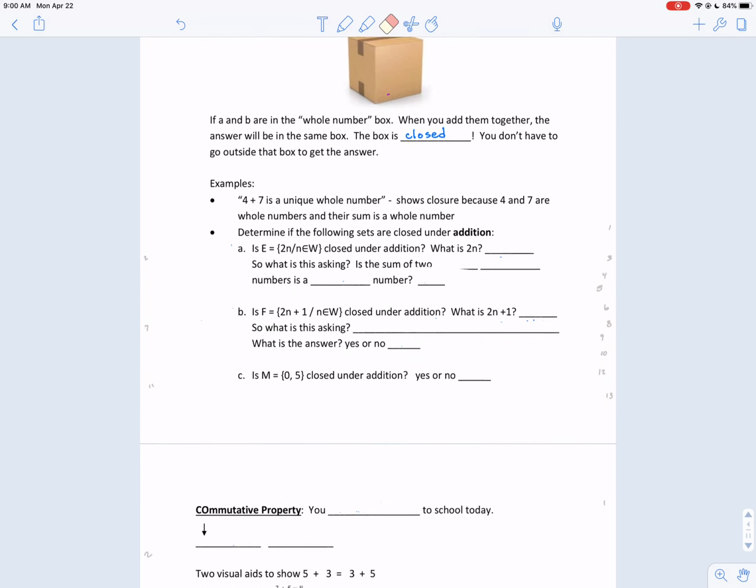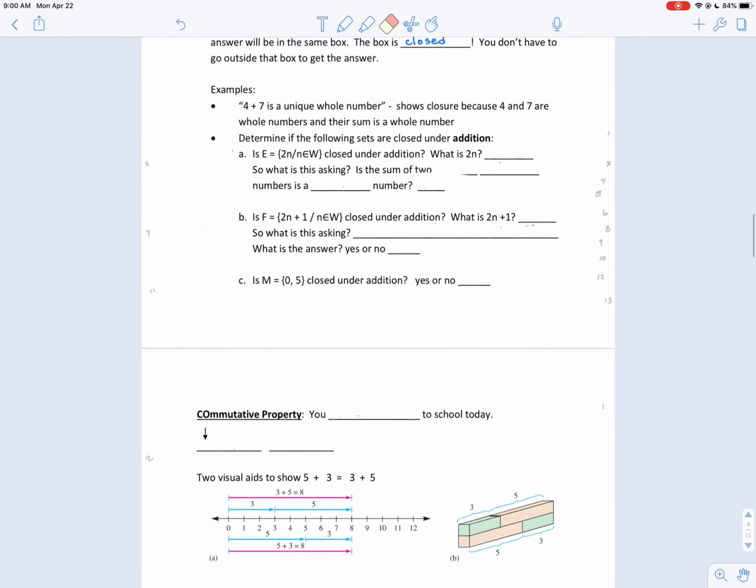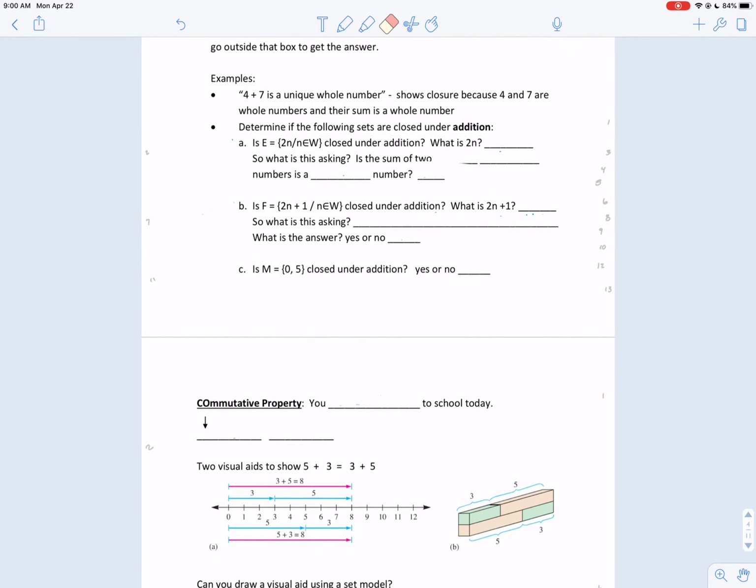So here's some examples. 4 plus 7 is a unique whole number. That shows closure because 4 and 7 are whole numbers. When you add them together, you get 11, which is also a whole number. So let's determine if the following sets are closed under addition. So first, let's determine what sets we're talking about. E is equal to 2n, where n is a whole number. Is that closed under addition?